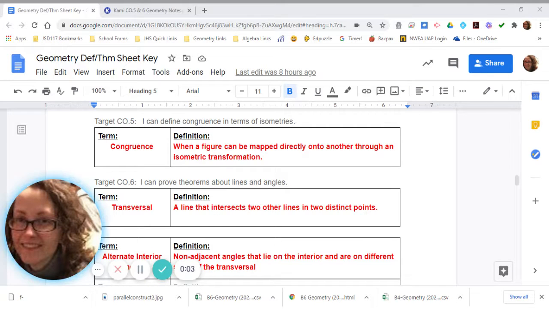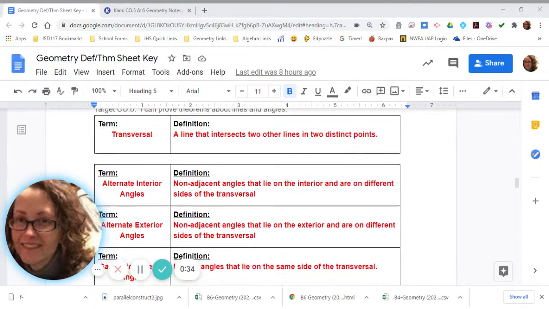All right, ladies and gentlemen, we are going to be working on the CO6 material today. We're going to be working specifically with lines and transversals through lines that will create a number of different angles that we can manipulate and use to our advantage. So one of the things that we need to look at is what a transversal is.